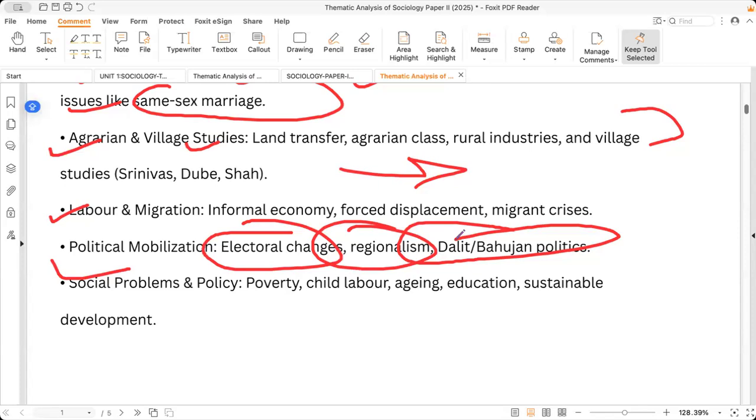So it will be important. Communalism will also be important. Then social problems and policy. Social problems. So what are the social problems?